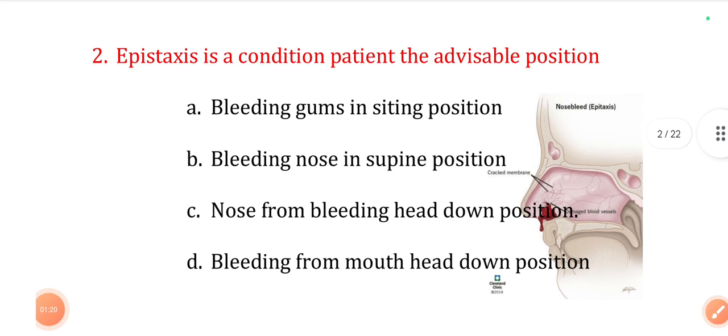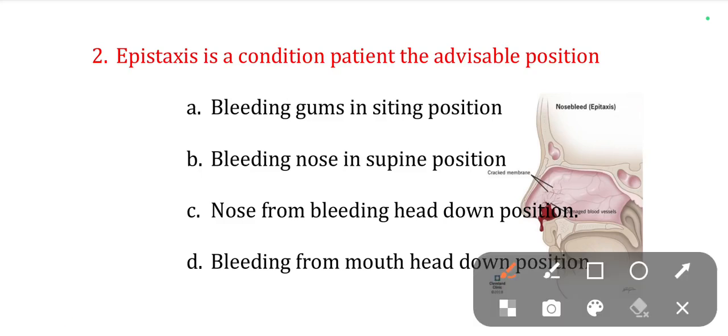The next one is epistaxis. When the patient has epistaxis, what is the advisable position? Options are: A, bleeding from gums in sitting position. So in this question we have two parts. Option B, bleeding nose in supine position. Option C, bleeding from nose, head down position. Option D, bleeding from mouth, head down position.